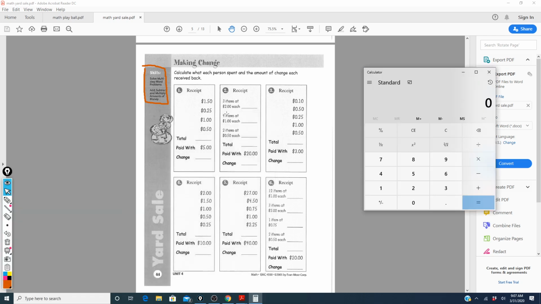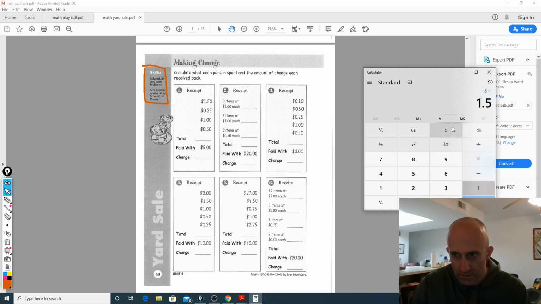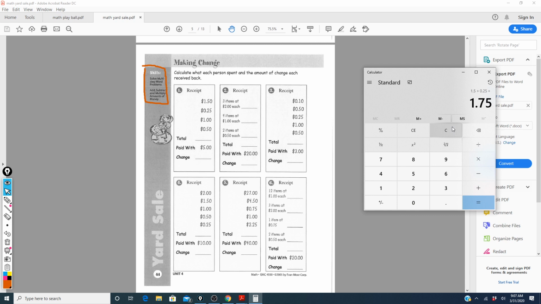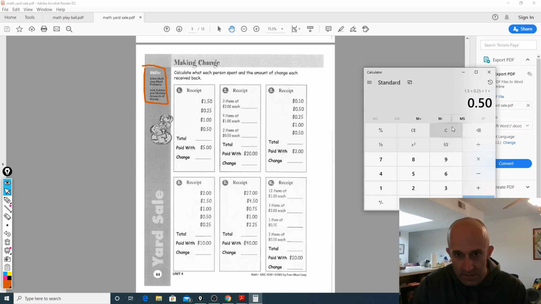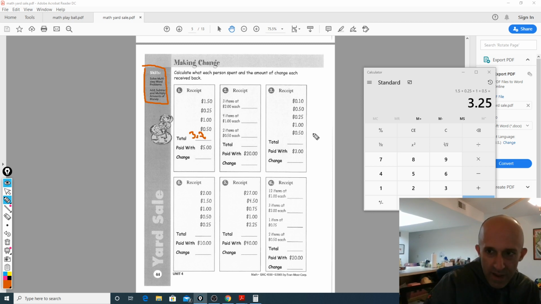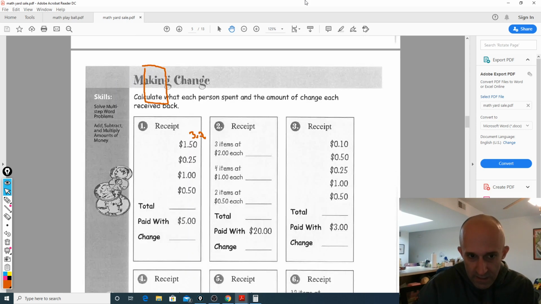If the receipt showed $1.50, 25 cents, $1.50, ladies and gentlemen, you're adding this up: 50, 25 cents, $1.50. When you add those up, the total amount is $3.25. Wow, that's bad. Let me zoom in. Try to zoom. There we go. A little bit better there.